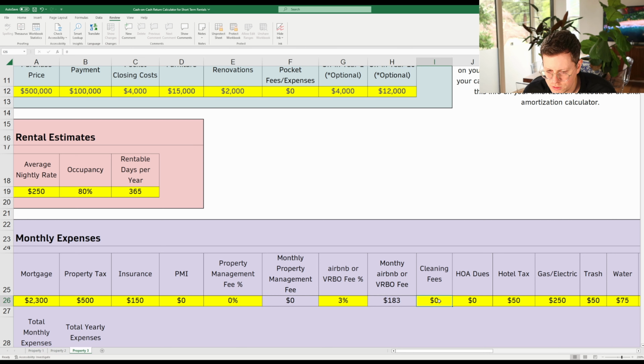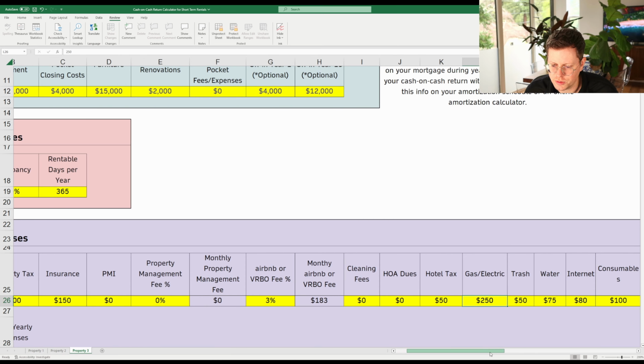Cleaning fees, I have it at 0 because the people renting your place are going to be paying the cleaning fees. Again, no HOA dues. However, the county that this property is in charges a hotel tax, and that's going to be $50 a month. Gas and electric, you're paying this now because it's a short-term rental, and that's going to be $250 a month. Trash you found is $50 a month, and water is $75 a month.